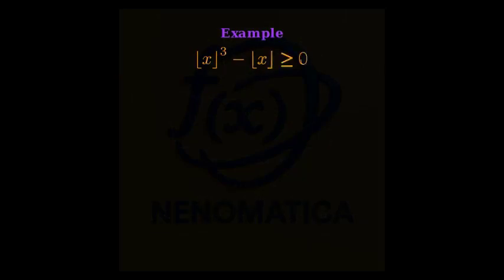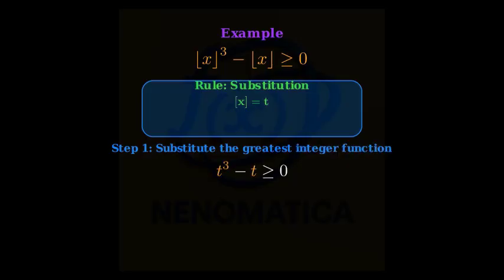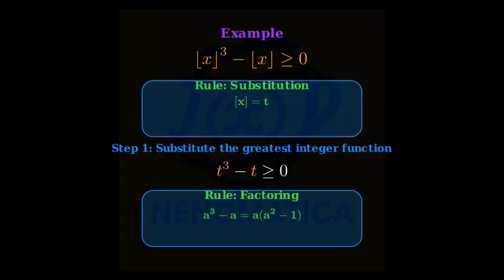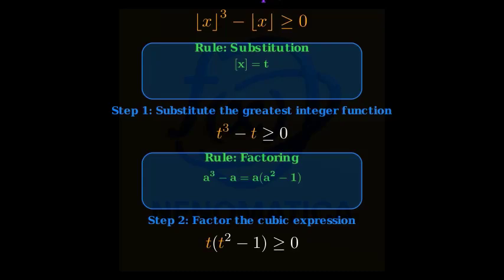Example. Our goal is to solve the inequality floor of x cubed minus floor of x is greater than or equal to 0, step by step, and visualize each step clearly. We begin by substitution. Use t for the floor of x. Then the inequality becomes t cubed minus t is greater than or equal to 0. Next, factor the expression. We use a cubed minus a equals a times (a squared minus 1). Applying that gives t times (t squared minus 1) greater than or equal to 0.